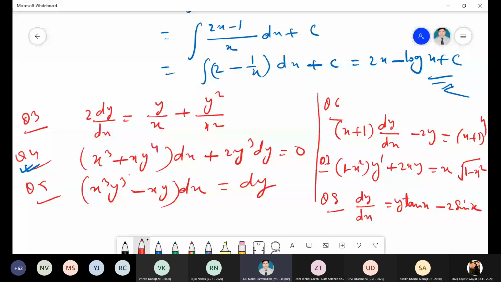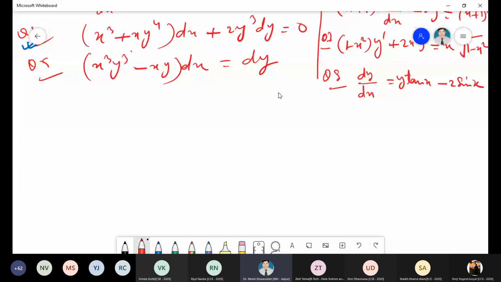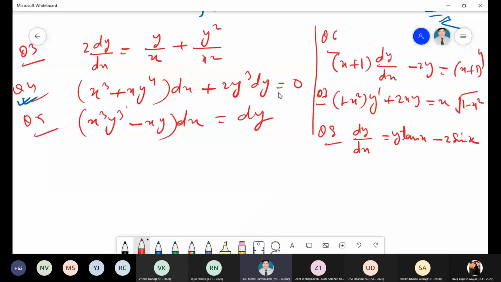Then, some special questions I will solve. Question number 9. dy by dx plus 2xy equal to 2e to the power minus x square.